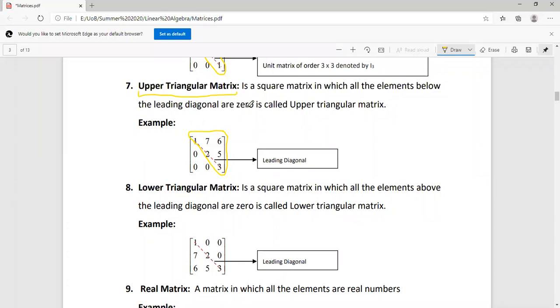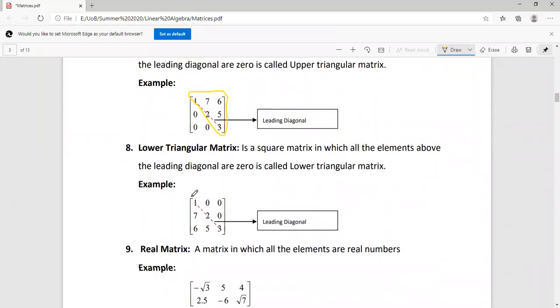Similarly, if all the elements above the diagonal are zero and we have only non-zero elements below the diagonal, you see there is a triangle, a lower triangle. In this matrix, we have a triangle, but it is on the lower side, not on the upper side. So we call it a lower triangular matrix.